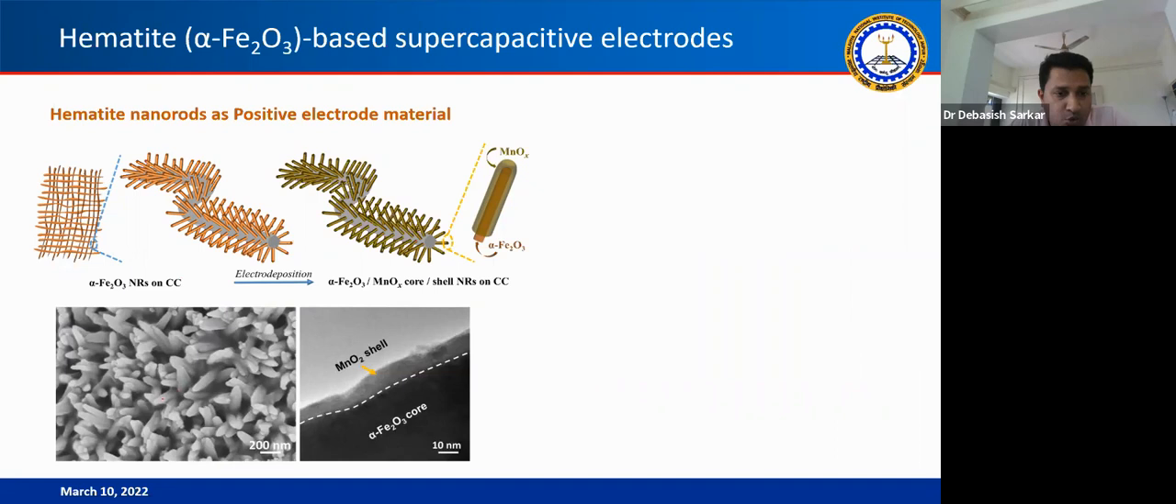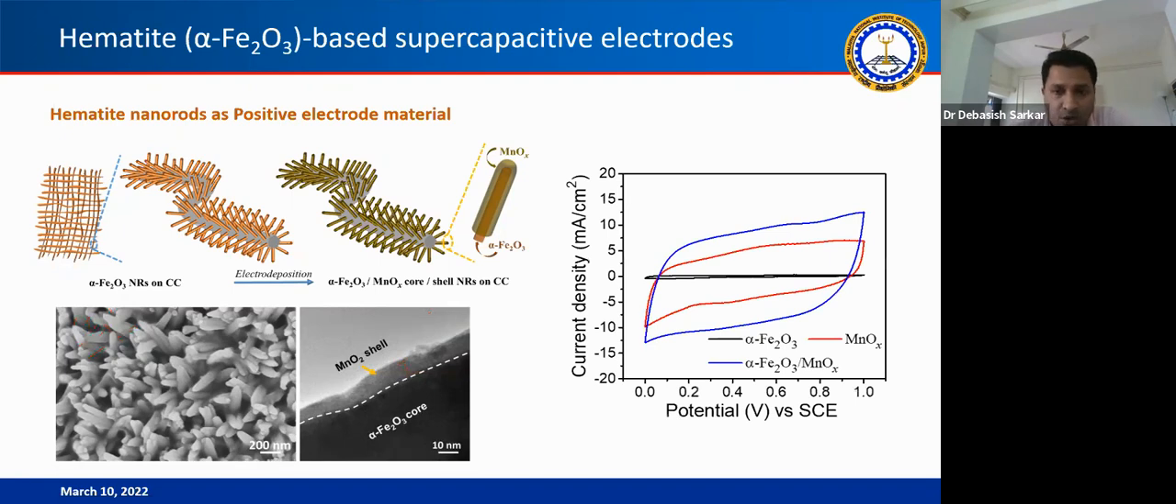Okay, this is actually the SEM image. The left hand side image is the SEM image. This shows manganese dioxide coated iron oxide, and this is the TEM image, which again shows the thin layer of manganese dioxide shell on iron oxide core. So in terms of electrochemical performance, this is the comparison of CV of different configurations in the positive electrode side.